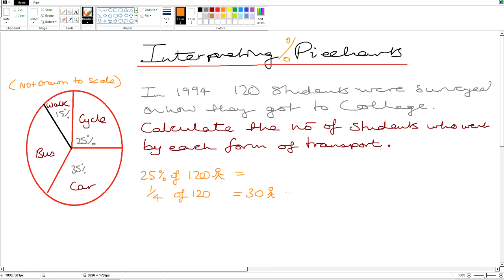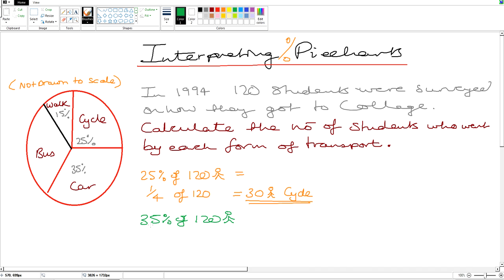So 30 students went by bicycle. Okay, next. Car. And for car, we have 35% of 120 students went by car.